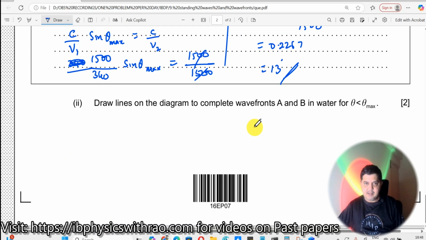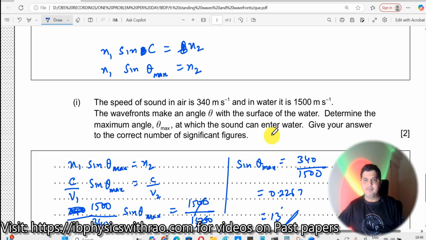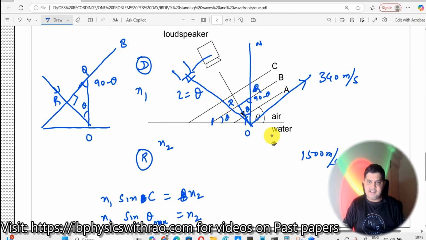So I think draw lines and diagrams to complete the wavelengths A and B for values of theta less than theta max. Okay, if it is less than critical angle, where will this go? That's the question. So let us say I get something like this over here. So this is your critical angle and this is your incident ray. Now this is your denser to rarer. So this will go like this one.